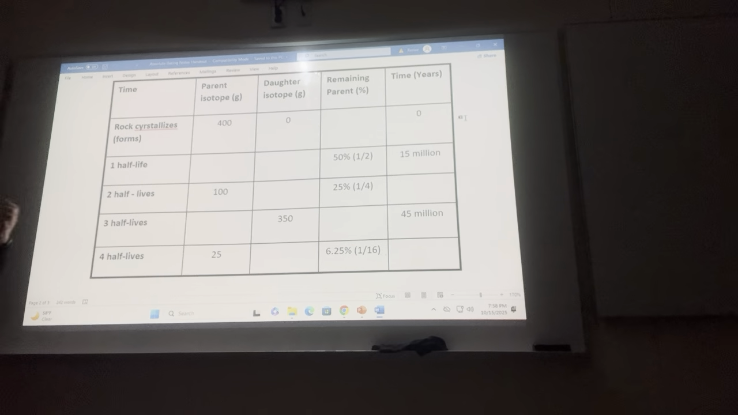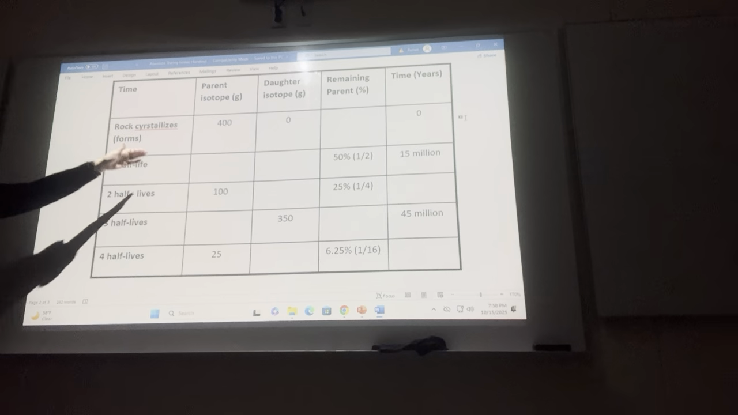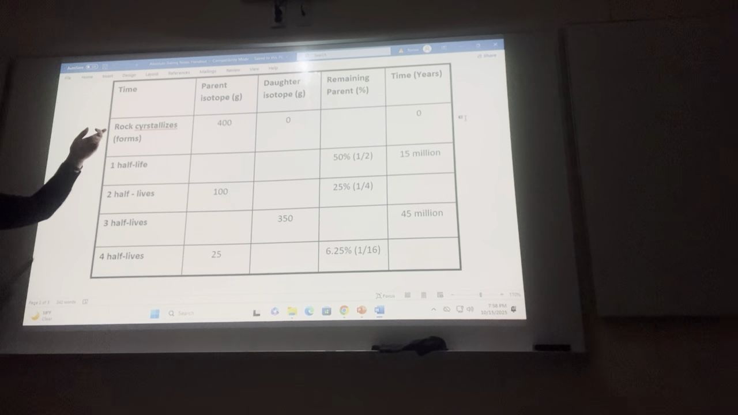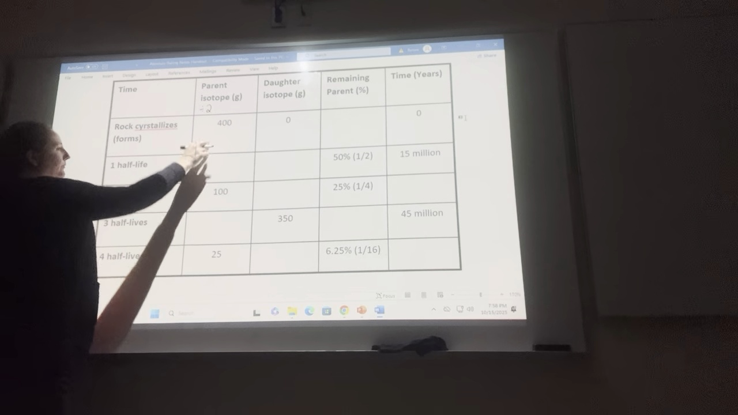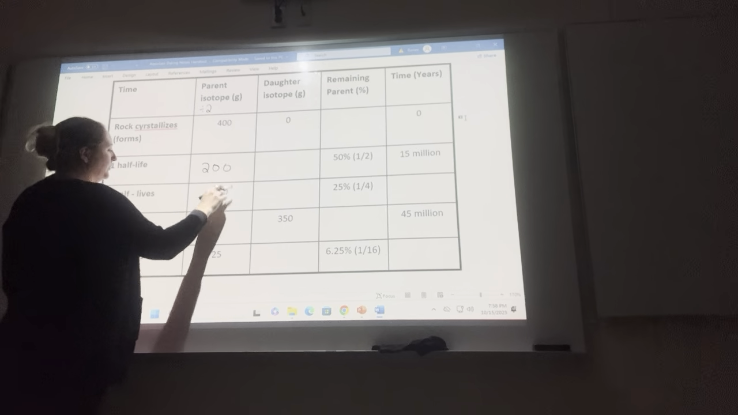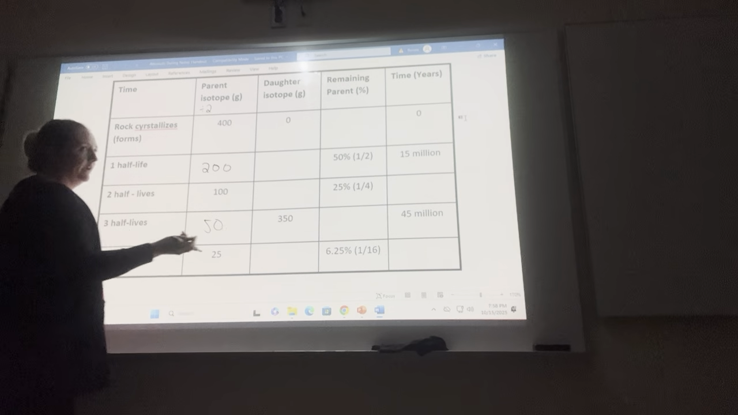If we're starting with 400 grams of parent isotope, then that means that when the rock forms at 0 half-lives, we have 400 grams. Every passage of a half-life, we're going to reduce that number by half. So the equation that we would use here is just divide by 2 each step down. We go from 400 to 200 to 100 to 50 to 25.